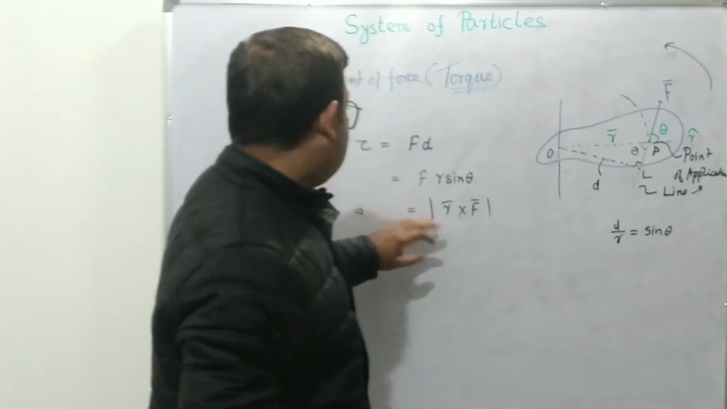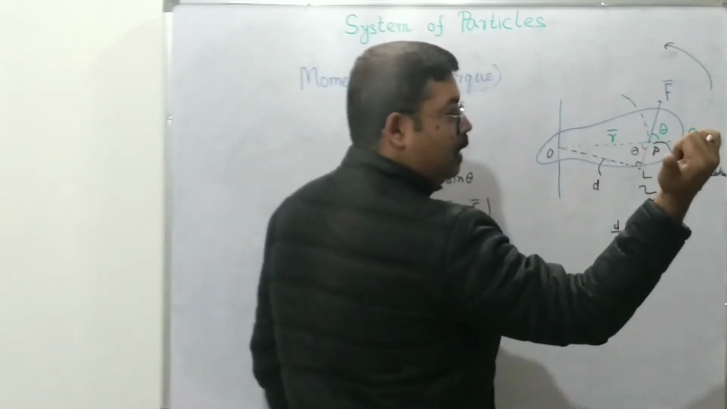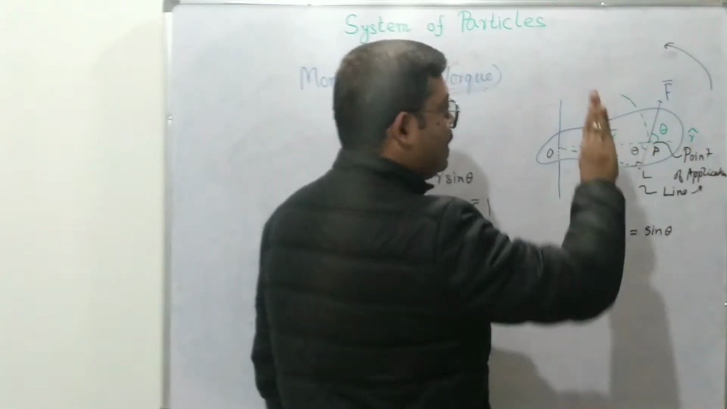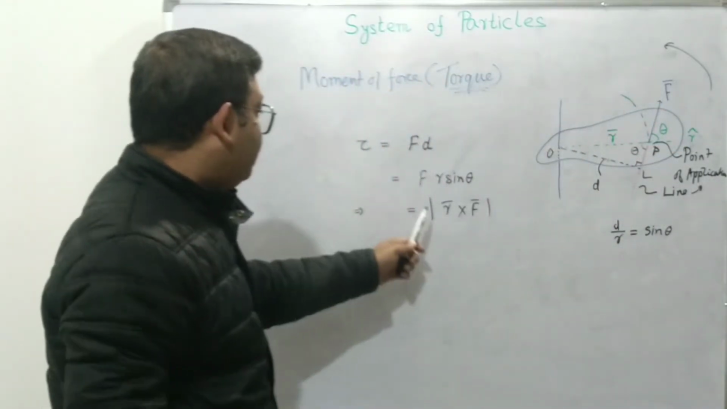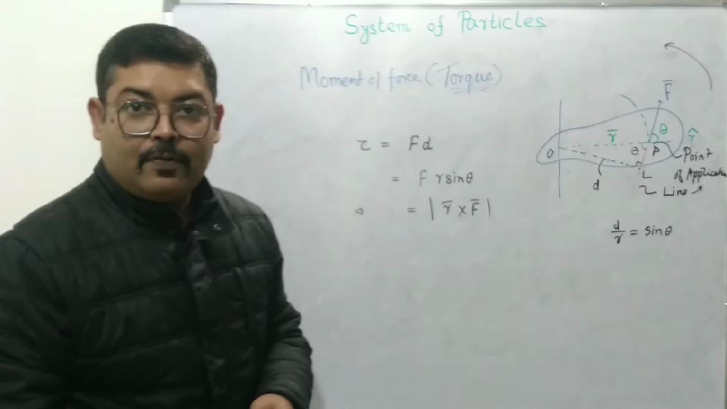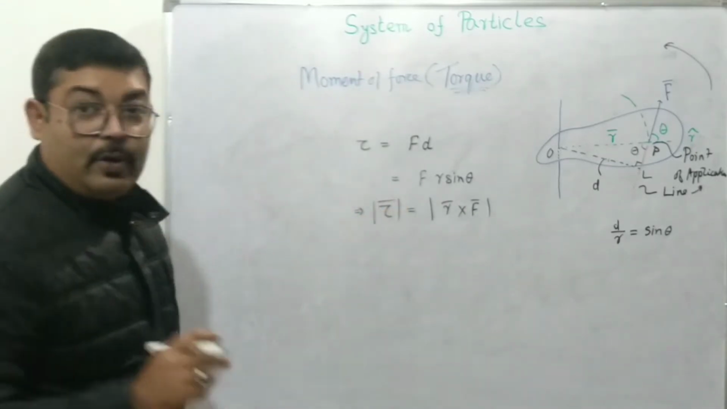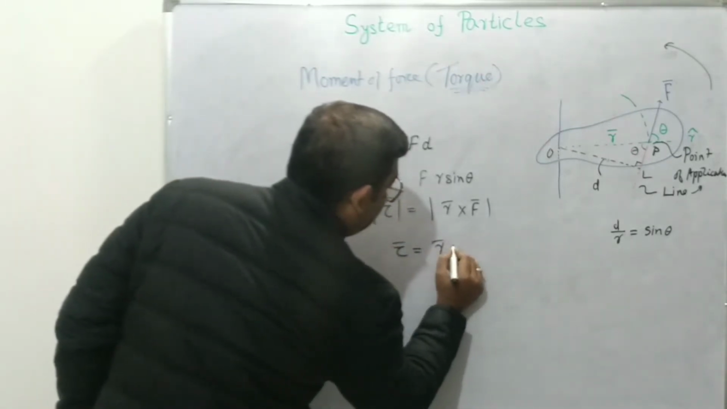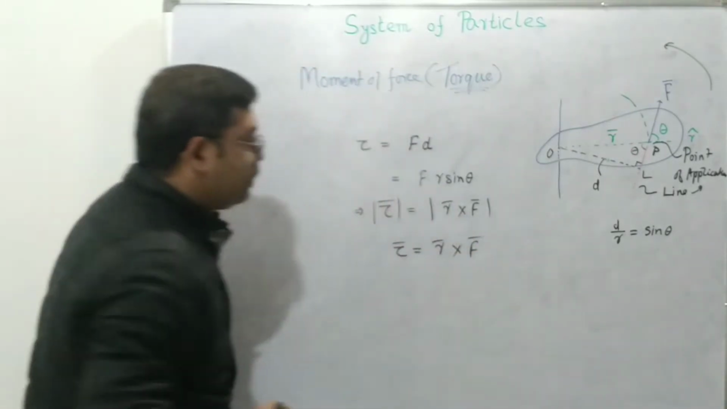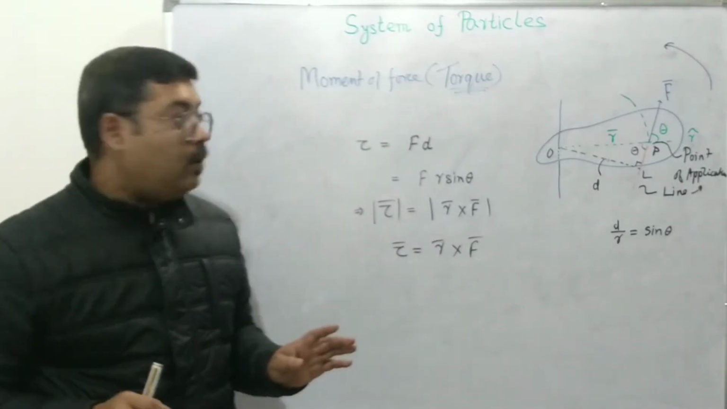So if you look at R cross F, R to F by the right hand thumb rule, the torque vector will be in the positive direction. If I say F cross R, the torque vector has to go in the negative direction. That is why this has to be R cross F only. So the modulus of tau is this. So in vector form, we can say that tau equals R cross F. Are we clear till now?